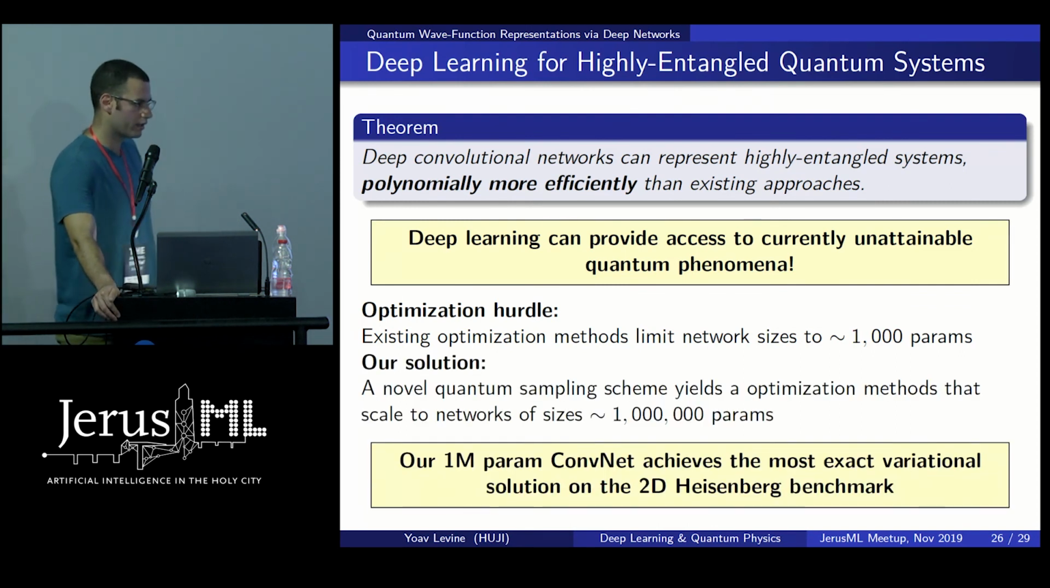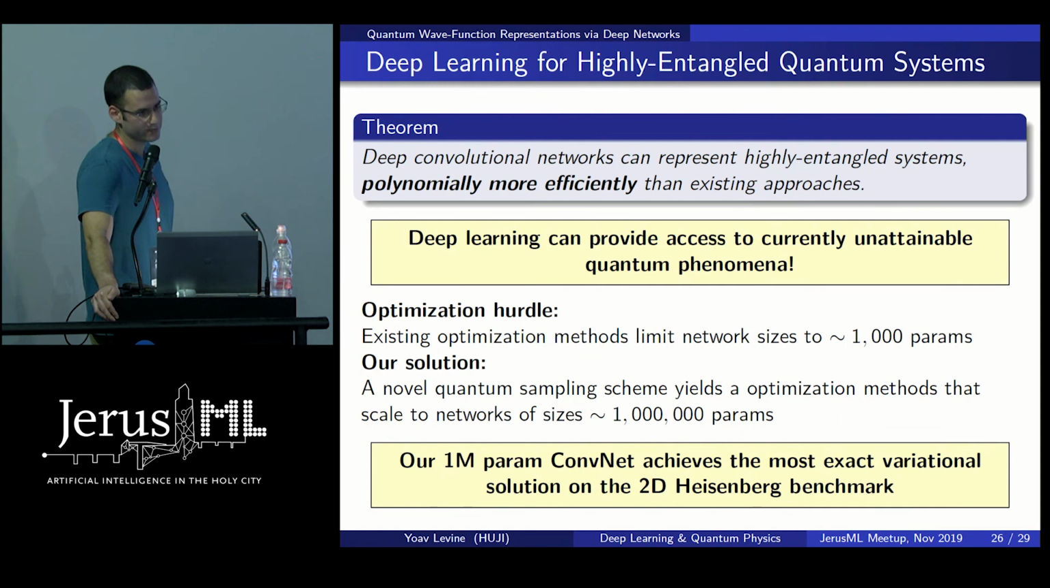We borrowed tools from PixelCNN, if you know autoregressive tools, and we were able to improve the sampling there. We applied the first competitive size convnet on a quantum problem and achieved the most exact results on that benchmark. And we're now looking to build on this contribution to unsolved problems in the quantum domain.